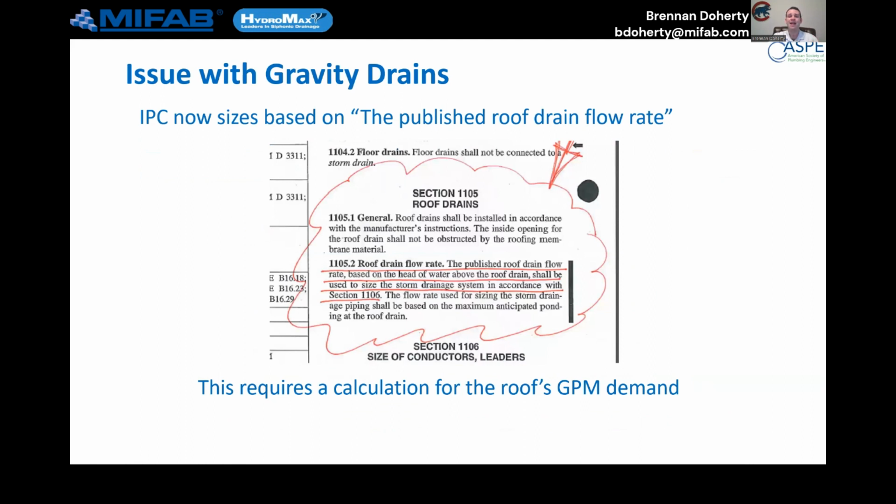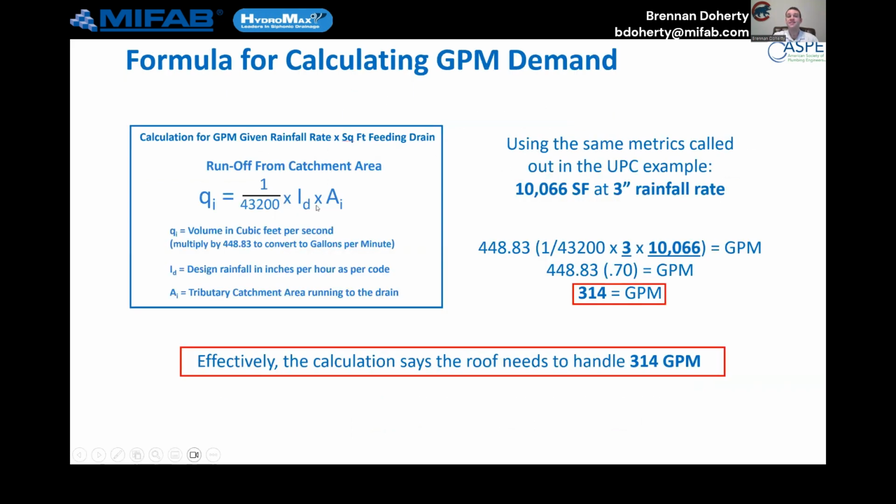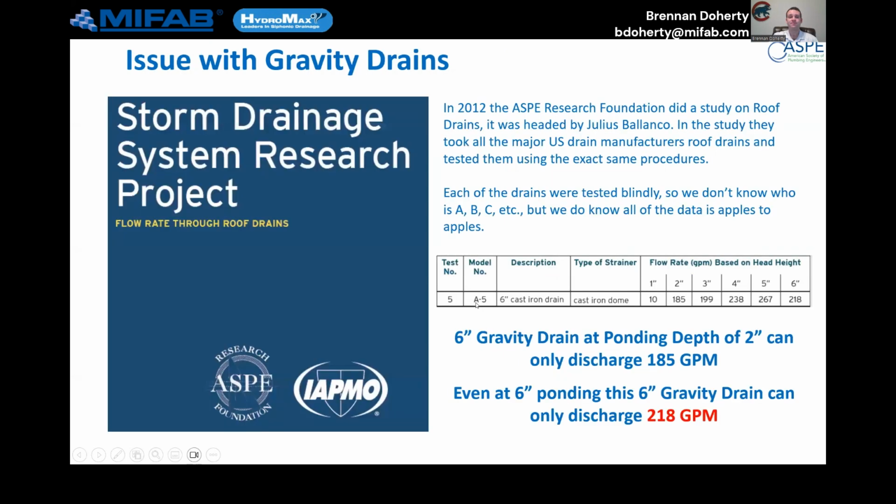If we're sizing in an IPC territory, we size based off of GPM flow. That is nothing more than math. And here's your factor on the left. You can see the equation played out here. Same 10,000 square foot roof at a 3-inch rainfall rate. The numbers tell us we need 314 gallons per minute in order to be code effective.